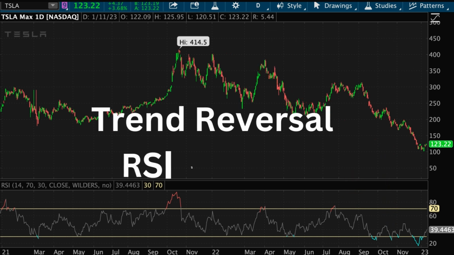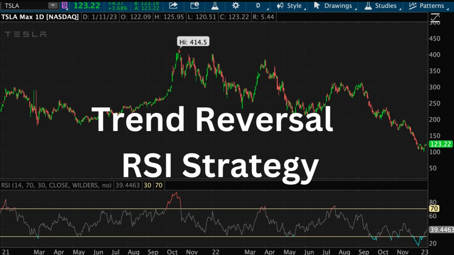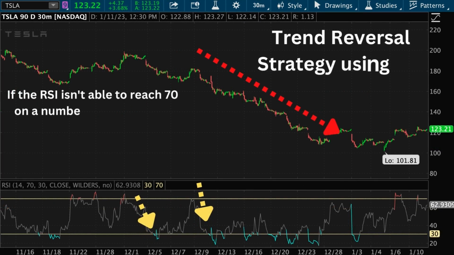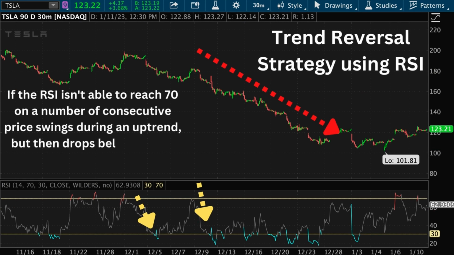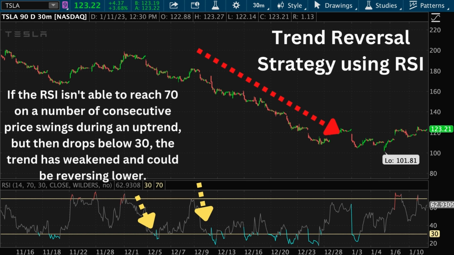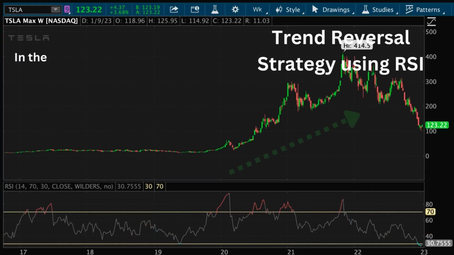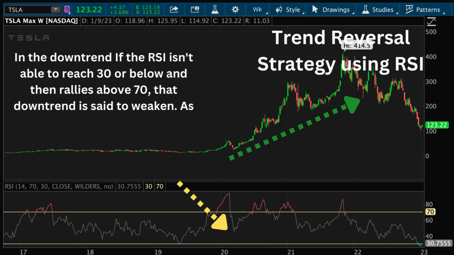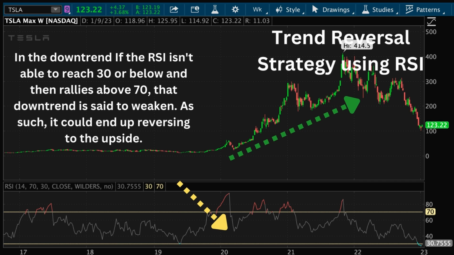Trend reversal strategy using RSI. If the RSI isn't able to reach 70 on a number of consecutive price swings during an uptrend, but then drops below 30, the trend has weakened and could be reversing lower. In the downtrend, if the RSI isn't able to reach 30 or below and then rallies above 70, that downtrend is said to weaken. As such, it could end up reversing to the upside.